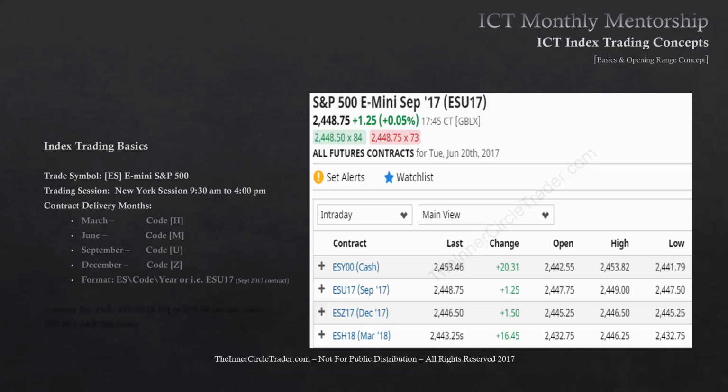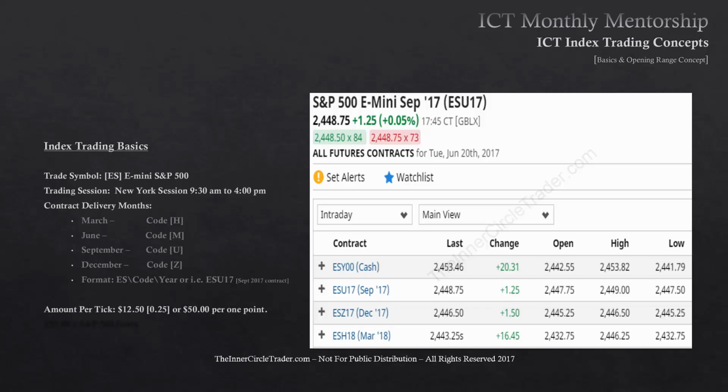The contract delivery months for the E-mini S&P are March, code H; June, code M; September, code U; December, code Z. The format for the code is ES, the month code, and then the year. An example would be ESU17 for September 2017's contract of the E-mini S&P.